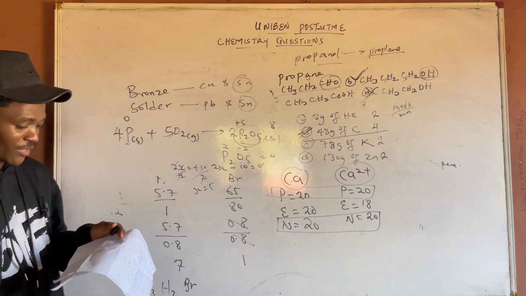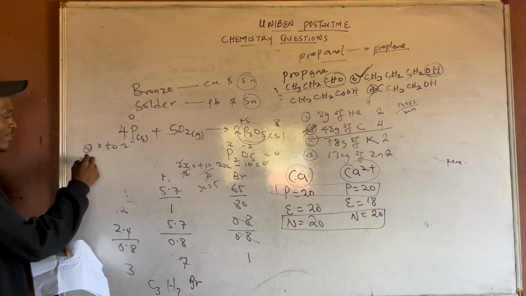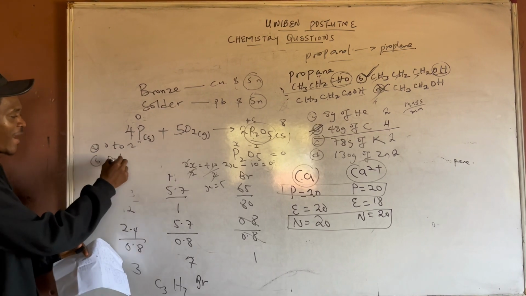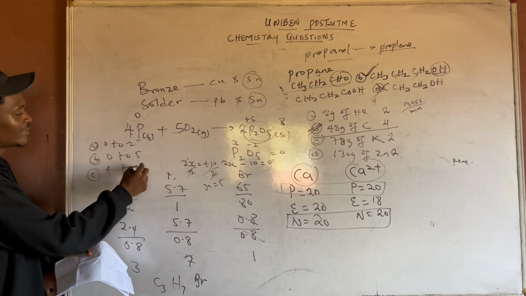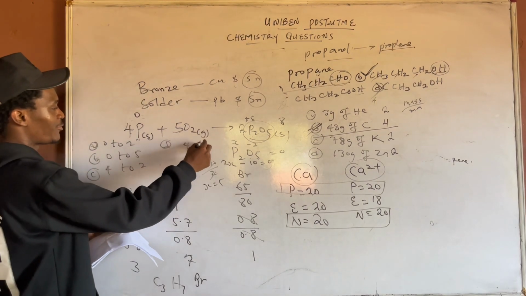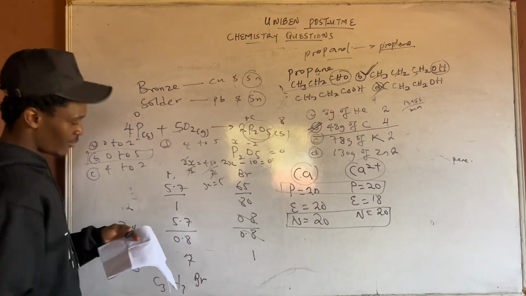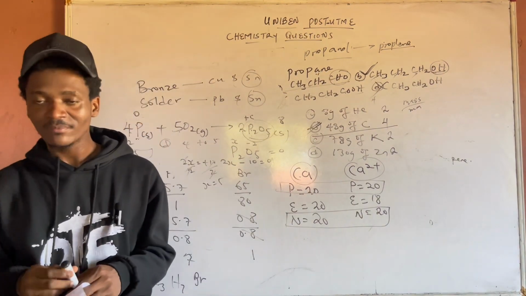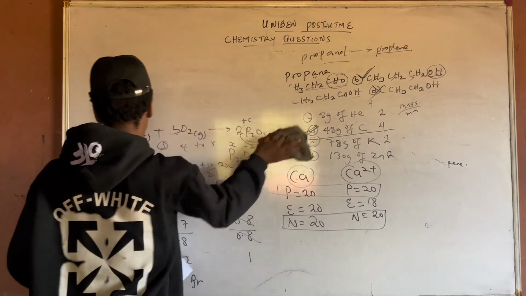So they asked for the change in the oxidation number. A 0 to 2, B 0 to 5, then C 4 to 2, and D 4 to 5. So it's obvious the answer is 0 to 5. From 0 to 5. So that's the answer. Then let's consider the last question.